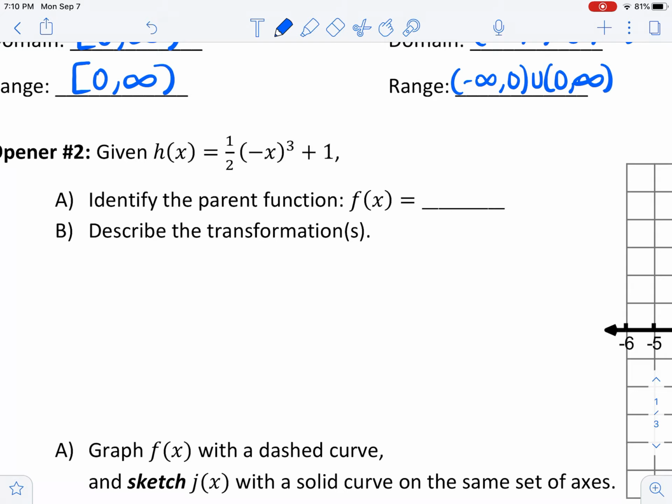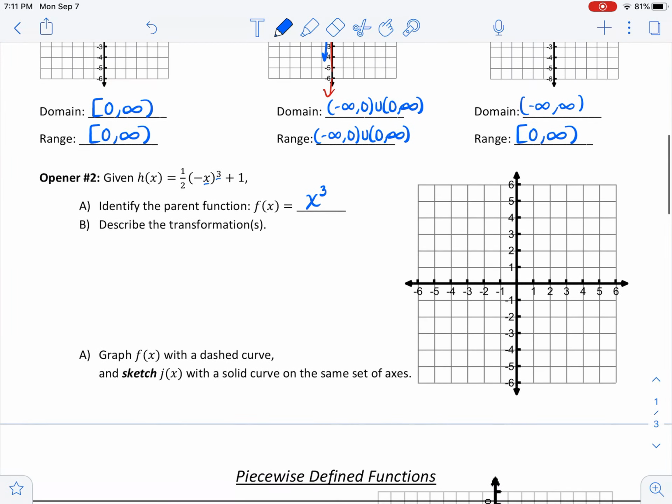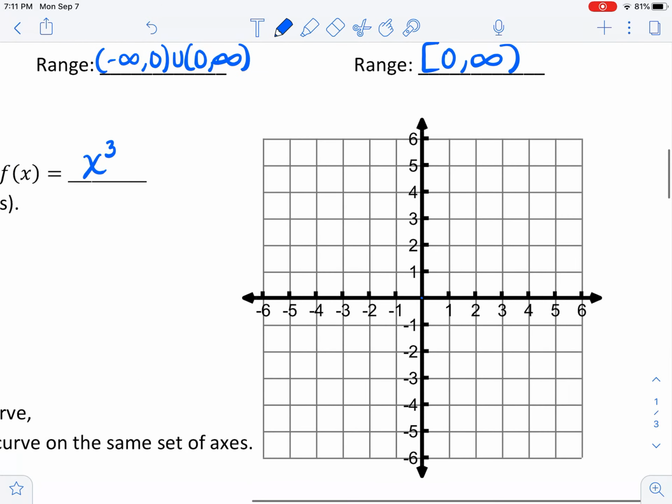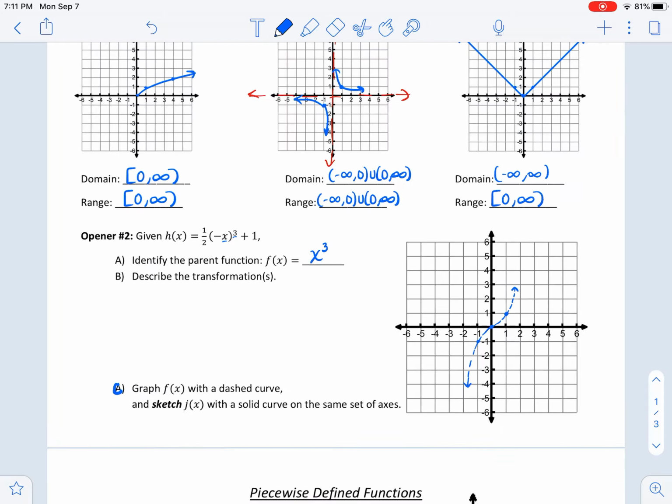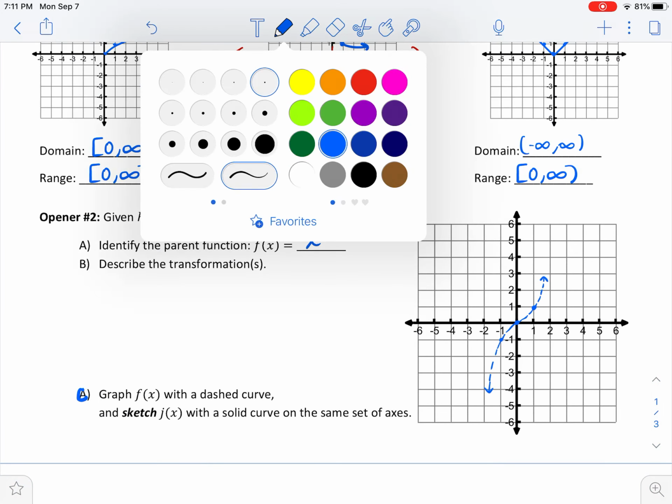So first off, let's talk about the parent. This is an x cubed, so the parent function is the cubic function. Notice this is supposed to say C, you're supposed to graph the parent with a dashed curve. So I'm going to go ahead and do that now. Okay. All right, now let's see what's happening here.